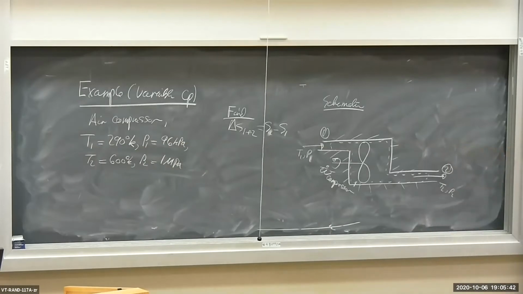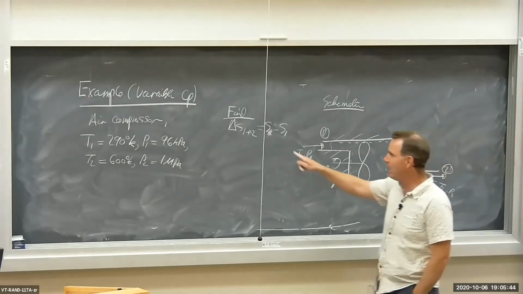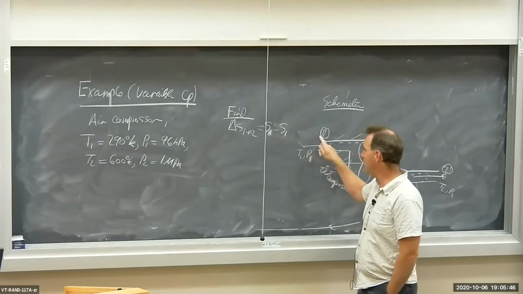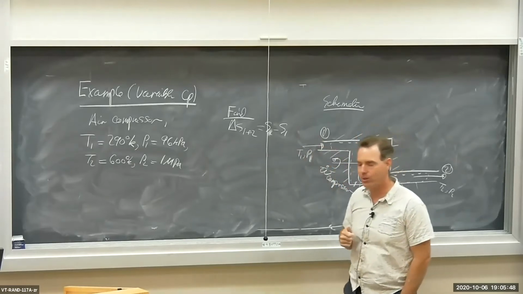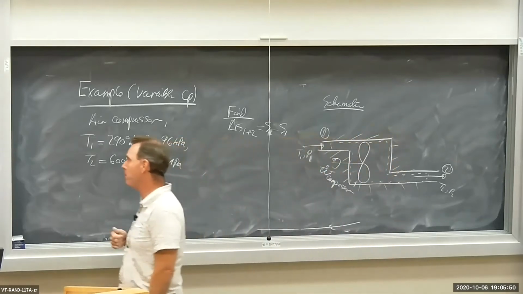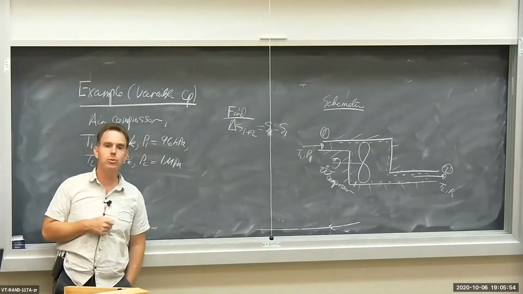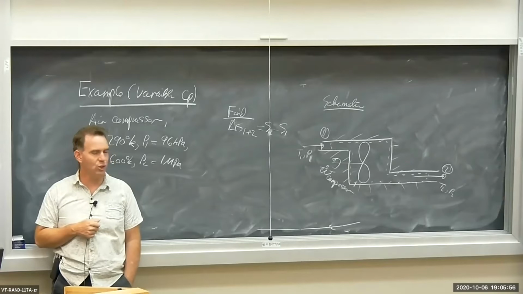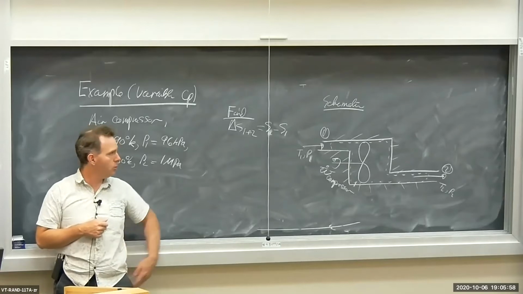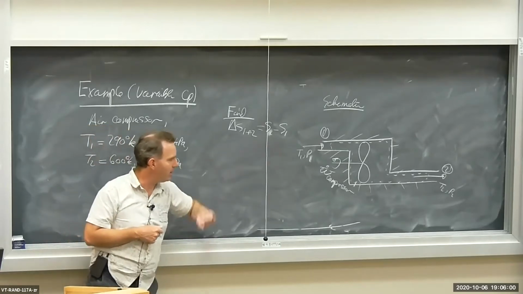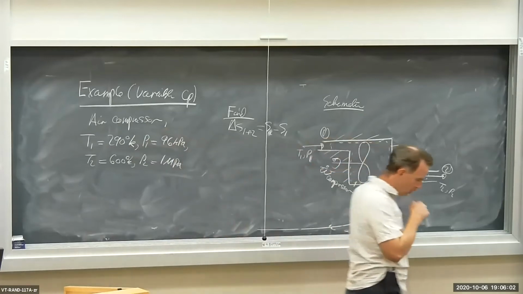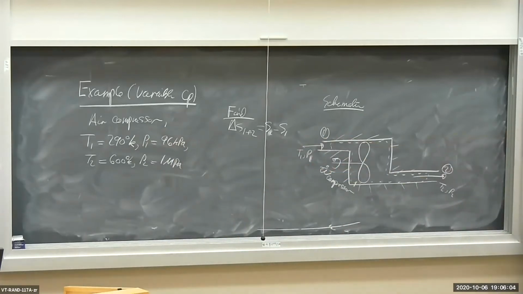I want to find the change in entropy, specific entropy, between the inlet and the outlet of the device. How much has the air, per unit mass, changed in entropy as it flows through the compressor? What's delta S from 1 to 2, or S2 minus S1? Okay? So what's the change in entropy of the air as it flows through the compressor?